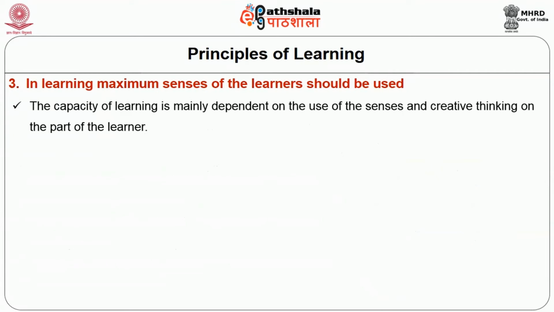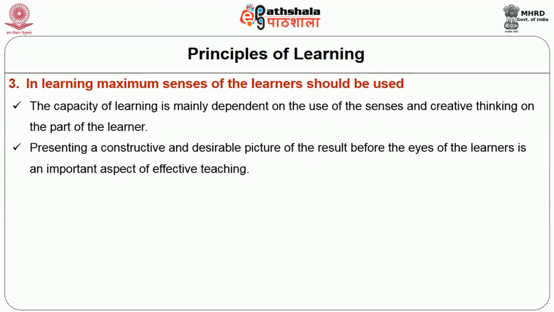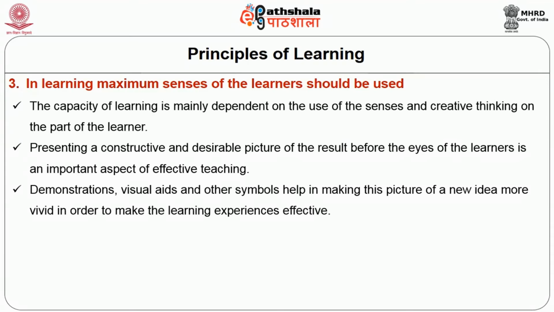The capacity of learning is mainly dependent on the use of the senses and creative thinking on the part of the learner. Presenting a constructive and desirable picture of the result before the eyes of the learner is an important aspect of effective teaching. So, as I told earlier, according to the capability and potentiality of the learners, we should go in for teaching aids. Demonstrations, visual aids and other symbols help in making this picture of a new idea more vivid in order to make the learning experiences effective.